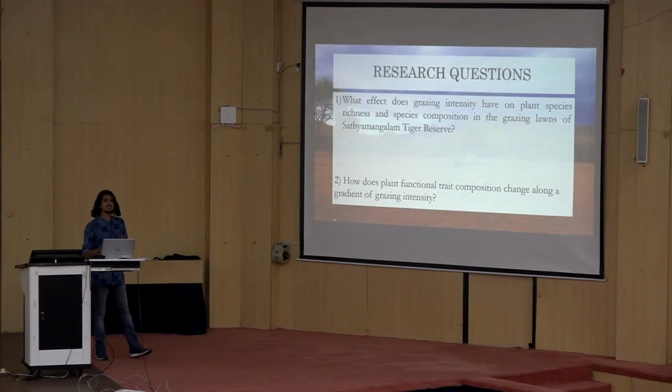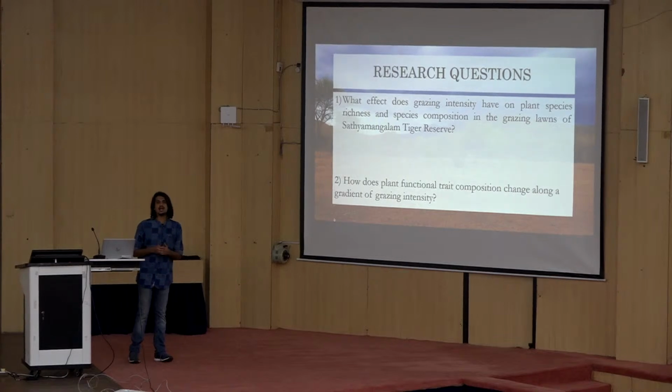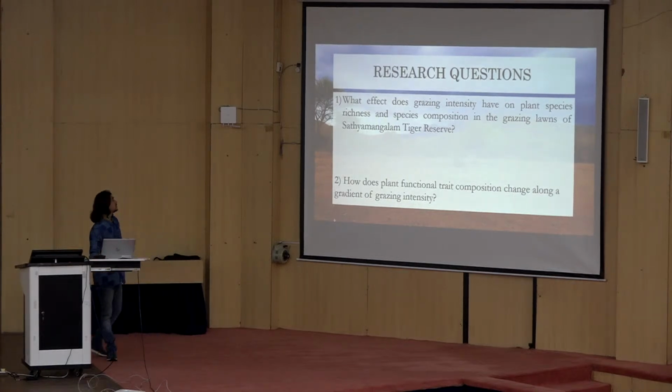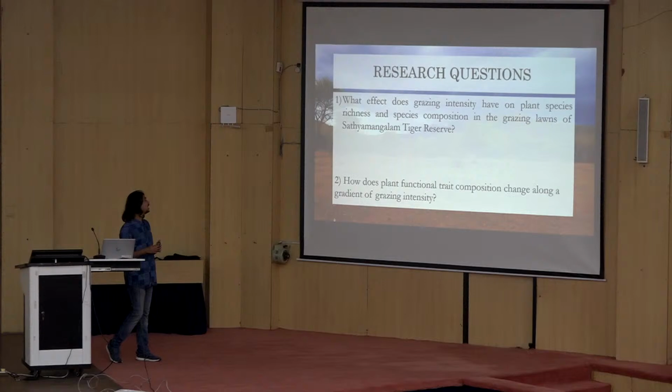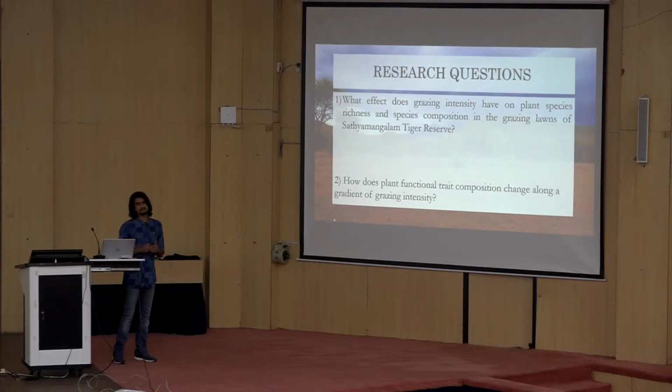To address the effects of grazing on the grasslands of the study area, I'll be asking the following questions. What effect does grazing intensity have on plant species richness and species composition in the grazing grounds of the Tiger Reserve? And how does plant functional trait composition change along the gradient of grazing intensity?